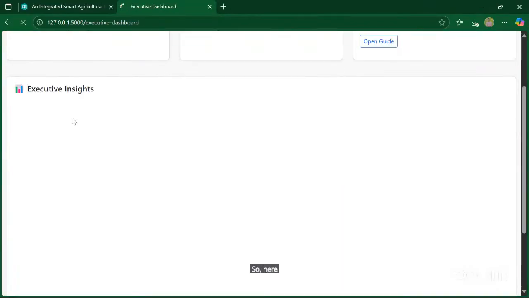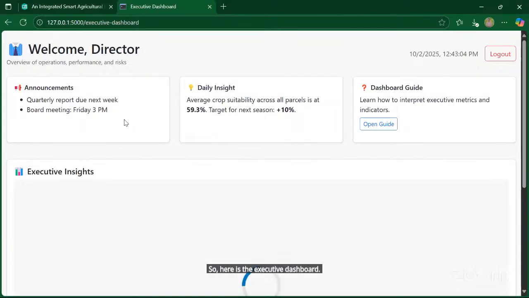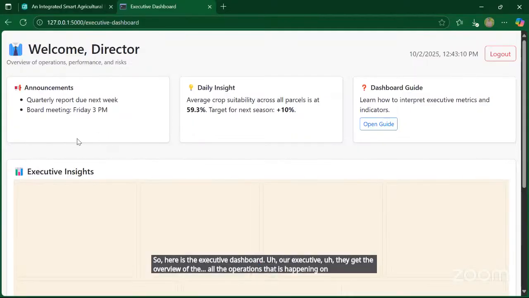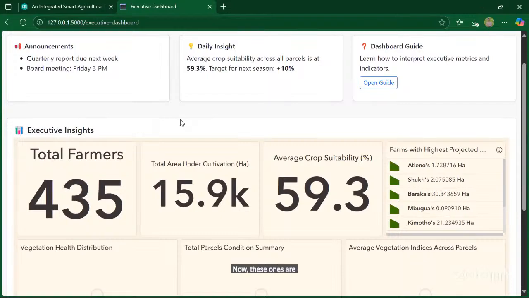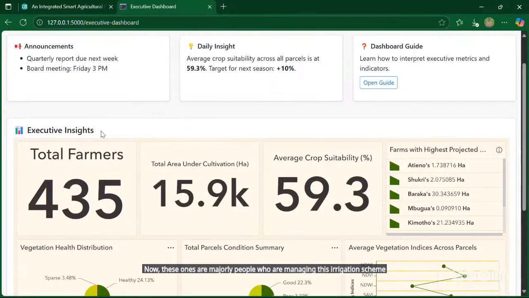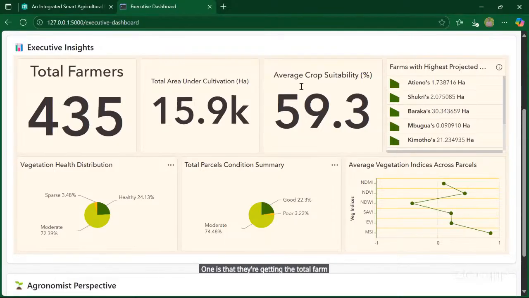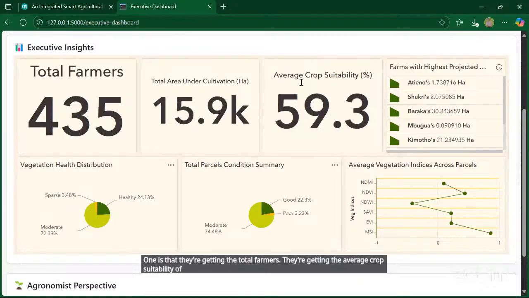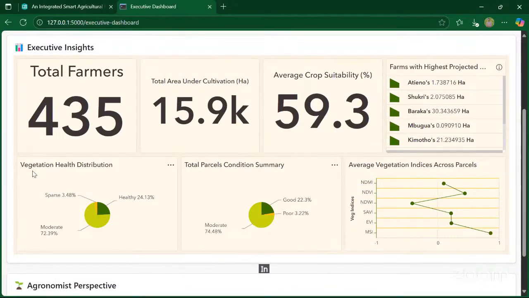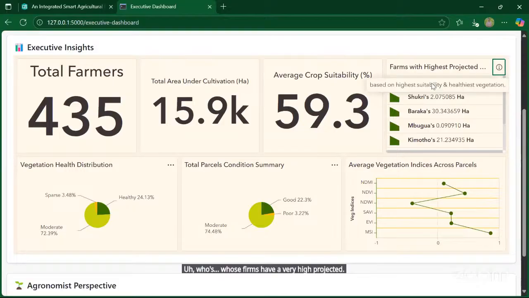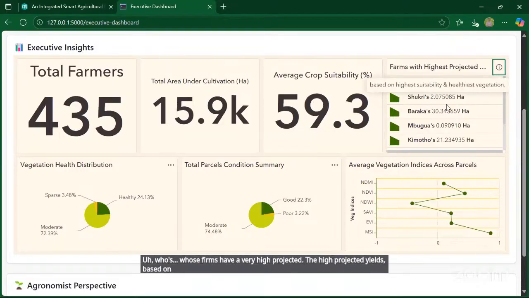So here is the executive dashboard. Our executives get the overview of all the operations that are happening on these farms. Now, these ones are majorly people who are managing this irrigation scheme, say the Mwea Tabere. One is that they're getting the total farmers, they're getting the average crop suitability of most of the farms, or actually all the farms in this area. They can also get a list of the farmers whose farms have a very high projected yield based on the suitability and the healthy vegetation. We can see the list of those farmers.